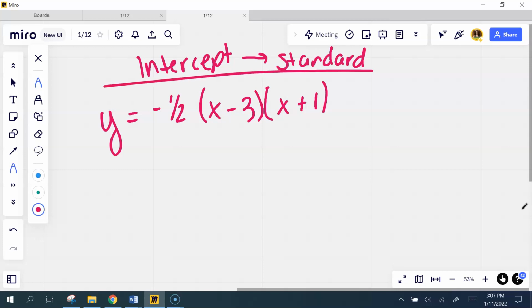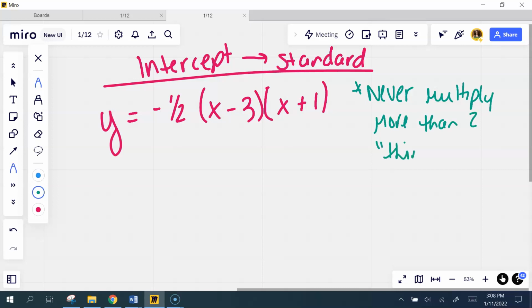The key here is understanding that you never, never, never multiply more than two things at one time. I'm going to write this right over here for you. Never multiply more than two things at once. And what I mean by that is don't come over here and take this 1/2 and start sending it to everybody, because that's not what you do. You pick two things and you multiply them first, okay? And then you simplify and then you multiply the third to it.